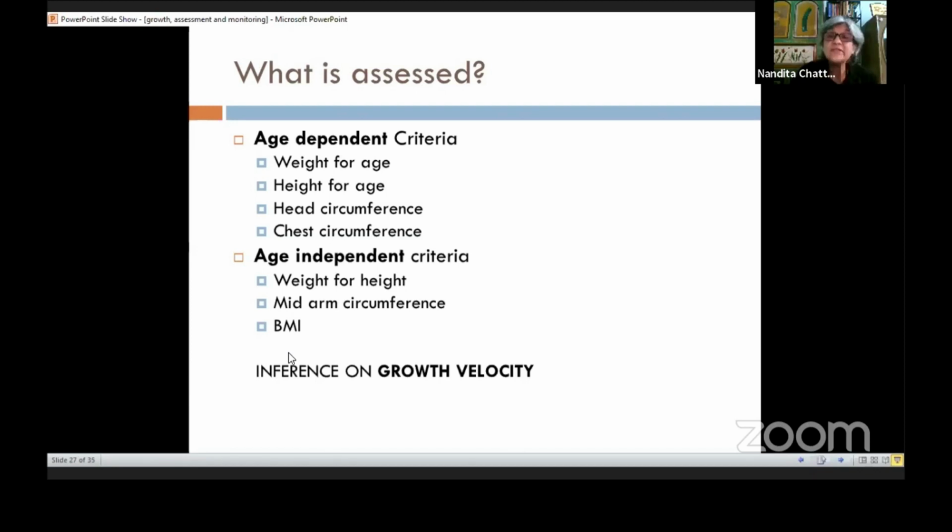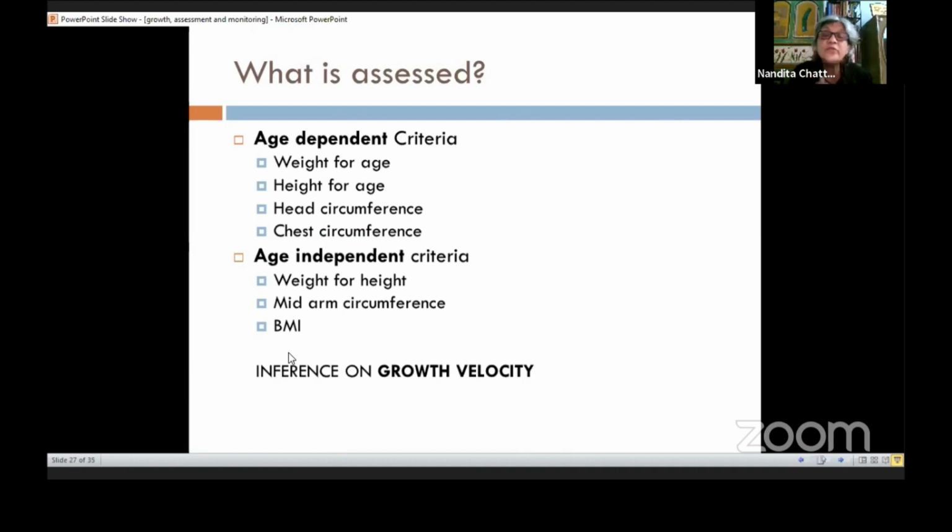So to do plotting, mostly we go for age-dependent criteria. The age is required to assess what sort of plotting. Weight for age. So on one side in the curve, there will be weight, on the other axis will be the age. Similarly, height for age, head circumference for age, chest circumference for age.